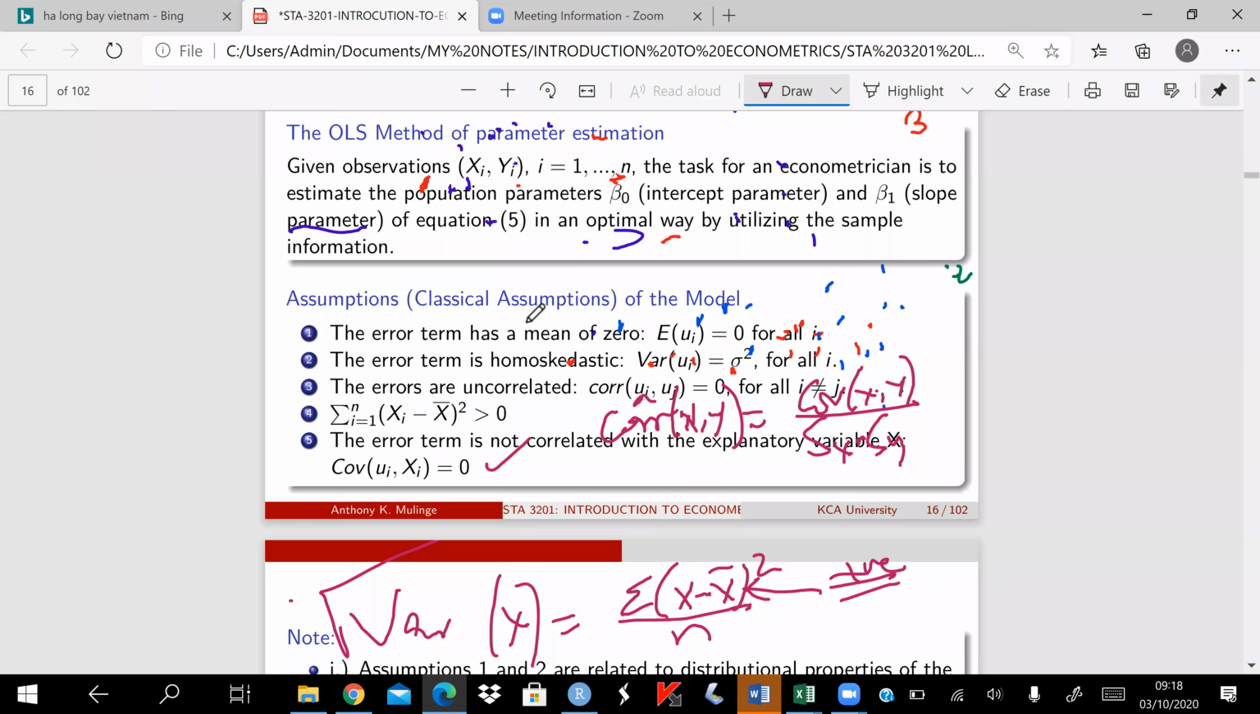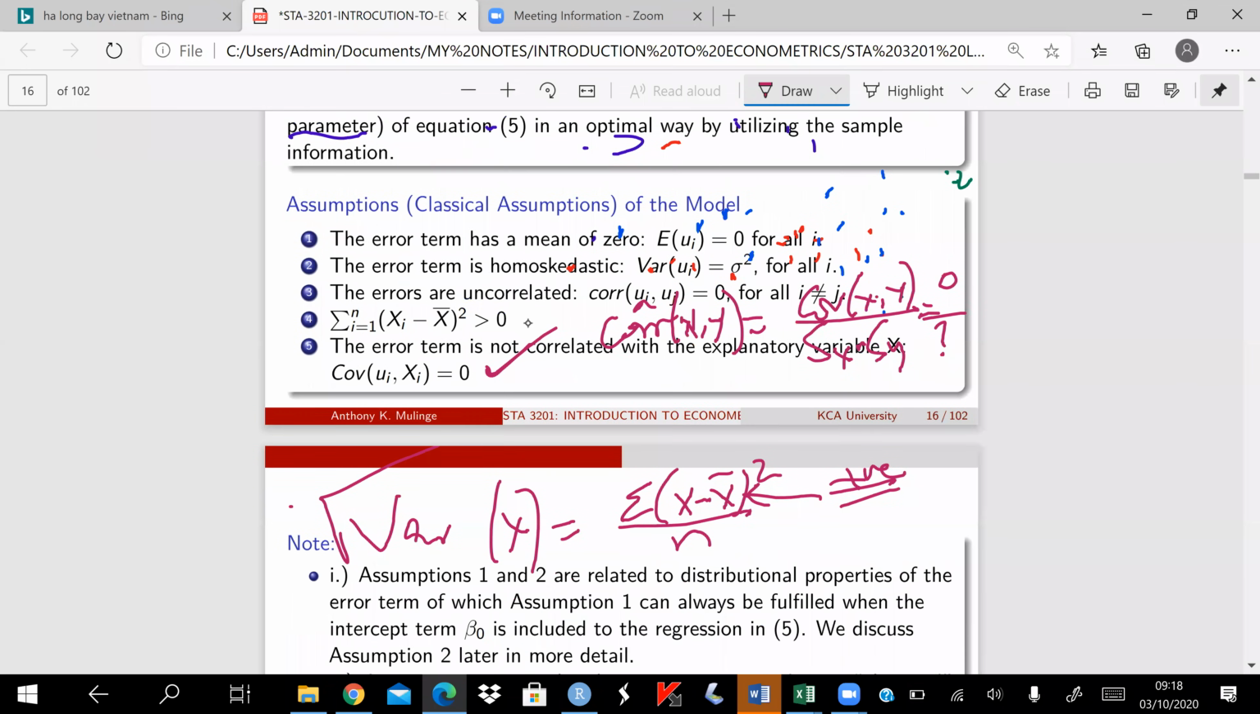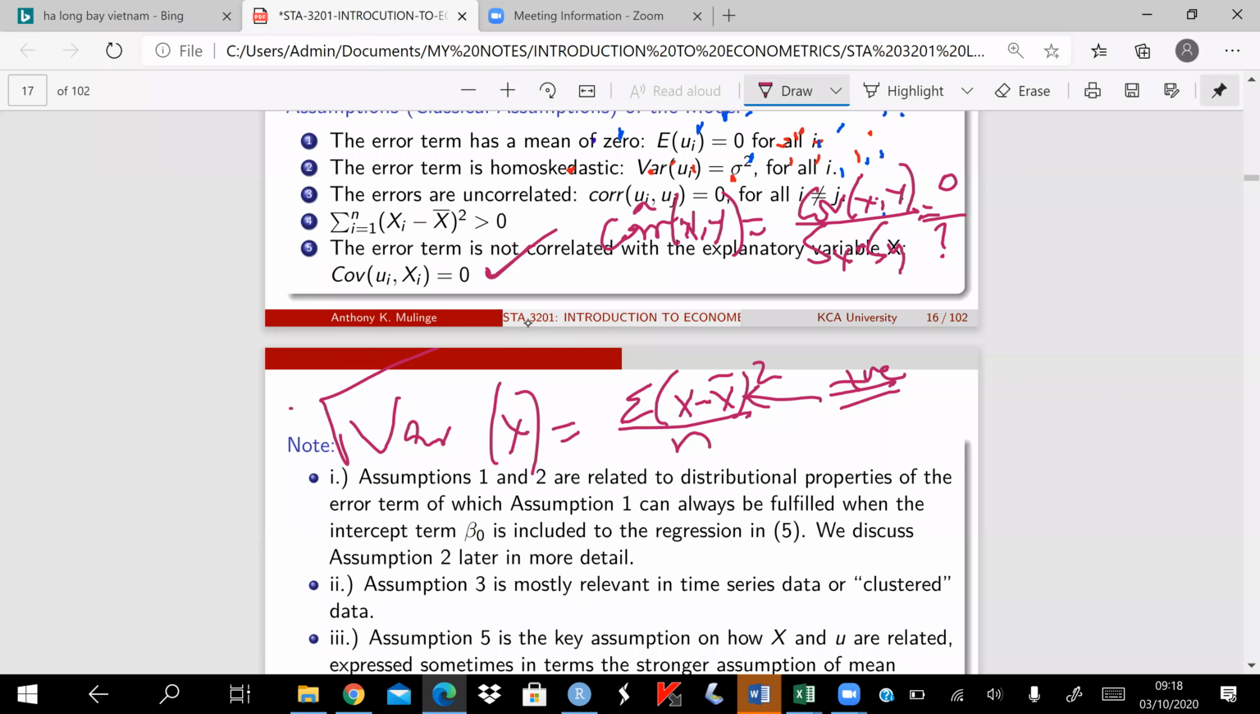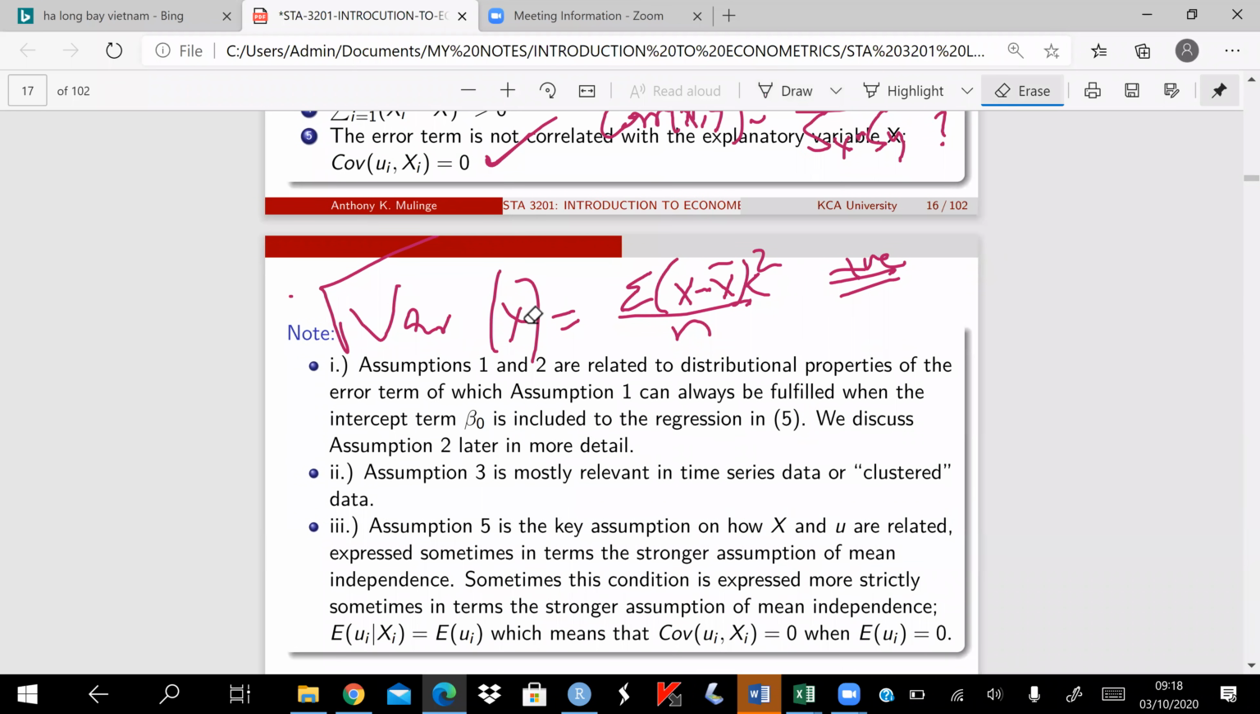Correlation can only be 0 if the numerator is 0. So if this is 0, it doesn't matter whatever is here, it will also be 0. So that's what we're saying there. Okay, so there are some notes here. I think I must have mentioned them.